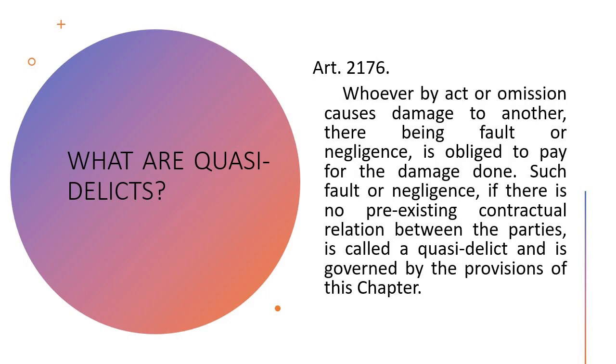Another source of obligation is quasi-delicts. Article 2176: Whoever by act or omission causes damage to another, there being fault or negligence, is obliged to pay for the damage done. Such fault or negligence, if there is no pre-existing contractual relation between the parties, is called a quasi-delict and is governed by the provisions of this chapter.